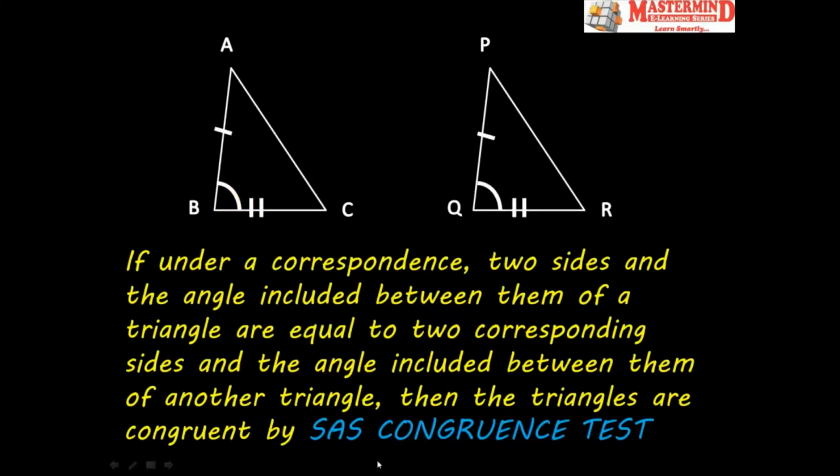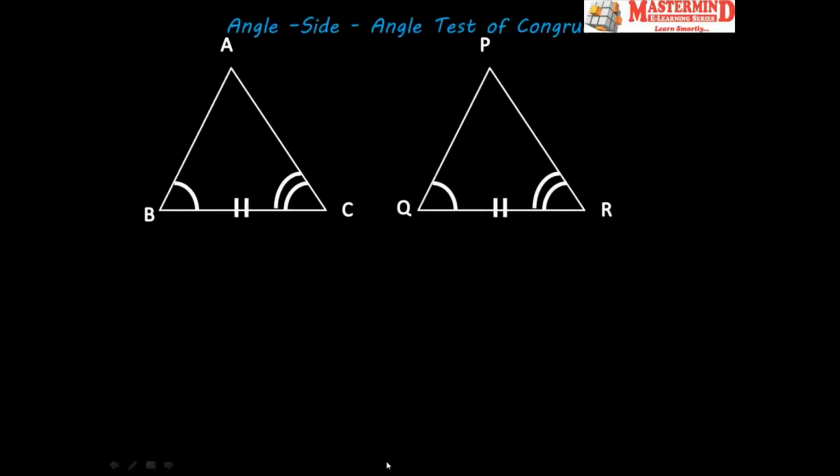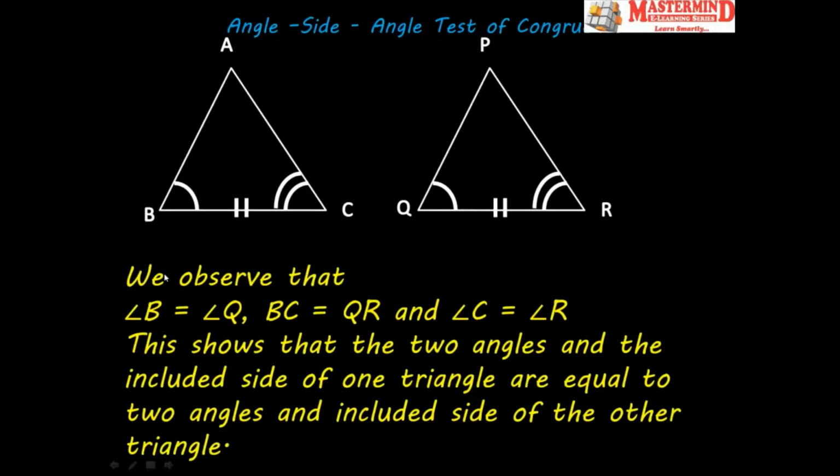So now let's see the next test of congruency. The angle side angle test of congruence. Now look at these two triangles, triangle ABC and triangle PQR. If you observe, there are two angles which are marked. Angle B is equal to angle Q. Then there is a side BC which is equal to side QR. Next, we again talk about an angle. The angle C is equal to angle R. So what does this show?